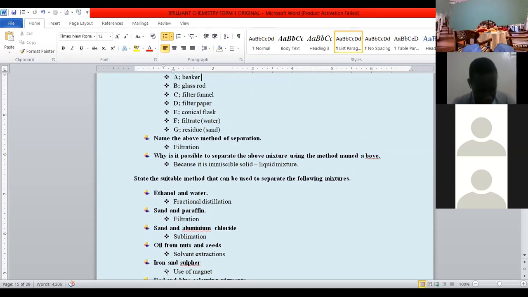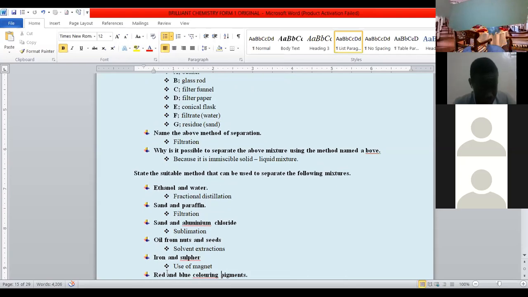Alright, let's continue. Let me see. This is red and blue coloring pigments. Mwalimu, hiyo ni paper chromatography. Asante sana mwalimu. So the red. Mwalimu, I think maybe mwalimu is either Googling or reading a textbook there. No. I know these things. I did chemistry. I did three sciences. Ogenya girls. There is somebody from Ogenya girls.